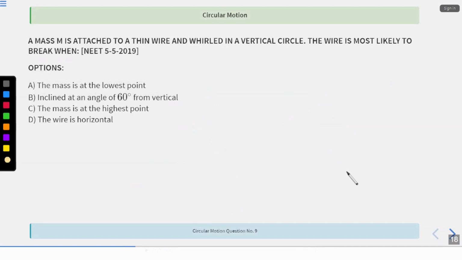On to the next question. A mass M is attached to a thin wire and whirled in a vertical circle. The wire is most likely to break when the mass is at the lowest point, inclined at an angle of 60 degrees from vertical, the mass is at the highest point, or the wire is horizontal. Okay.